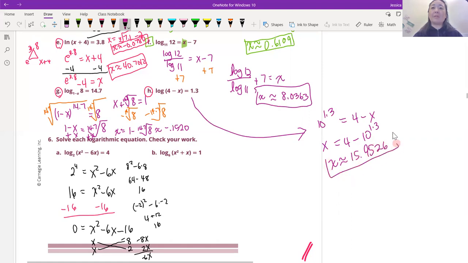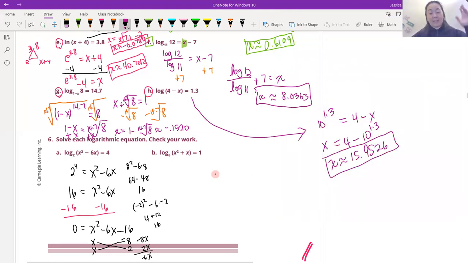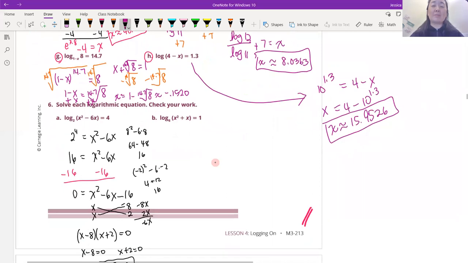15.9526, about there. Let's see if I got that right. Oh, there we go. And we have finally our last problem. Okay, do it step by step. Let's go pink on this one.